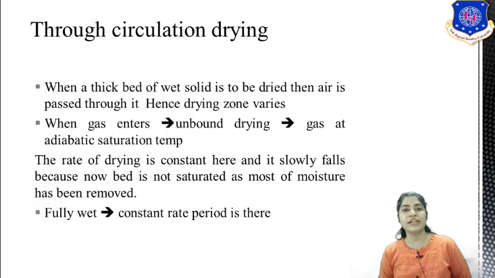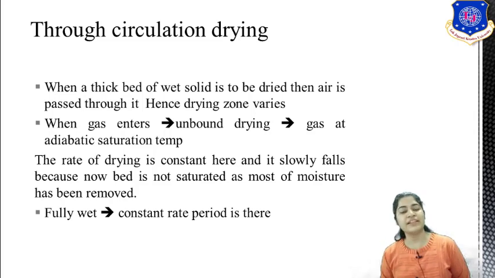Now the next topic is through circulation drying. This is another kind of mechanism in batch drying. Here we are trying to relate the solid thickness with the drying rate. When a thick bed of solid is dried, air is passed through it, so different zones of drying would be there, like the constant rate period and then the falling rate period. Those are the different kinds of rate available. But the zones here are unbound moisture drying and bound moisture drying.